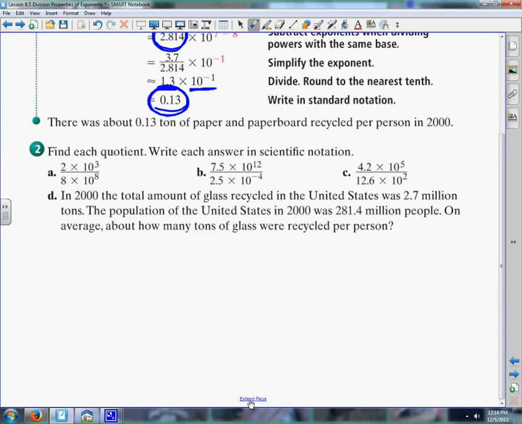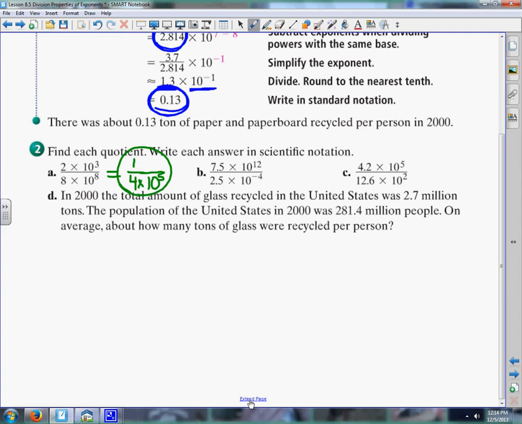Okay, so A, sorry. 2 divided by 8 is 1/4. And then you have 10 to the 3rd and 10 to the 8th, so it's going to be times 10 to the 5th power. You're just subtracting them. So 1 over 4 times 10 to the 5th.